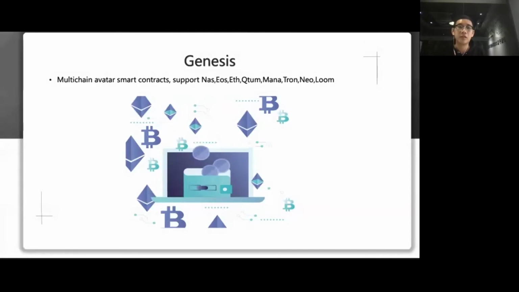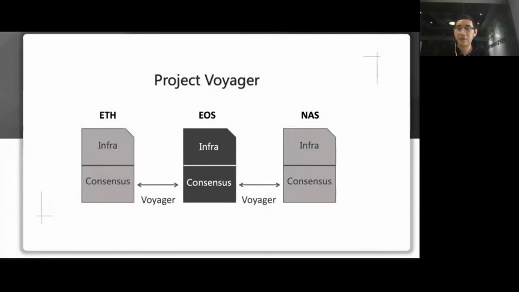And for the Genesis project, we have a smart contract. It is a multi-chain avatar smart contract, and it supports Nebulous, Ethereum, Qtum, Mana, Coin, Neo, and Loom. A lot of those blockchains are not working nowadays, but at that time, what we wanted was a shared avatar smart contract that can be invoked across different blockchains. We also published a paper after that, and at least in the scientific areas, I think this kind of idea is interesting, and we got good results because the paper was accepted by a top-ranked computer science conference.